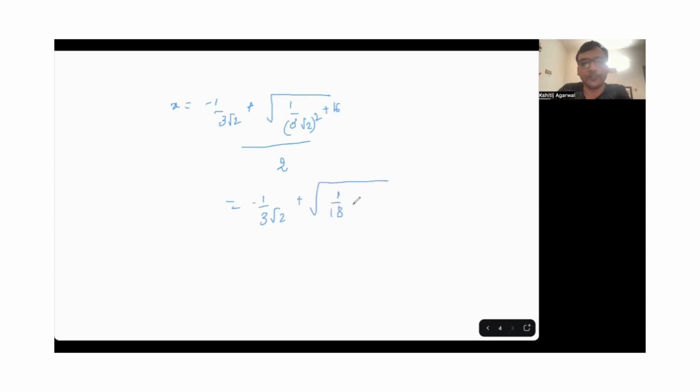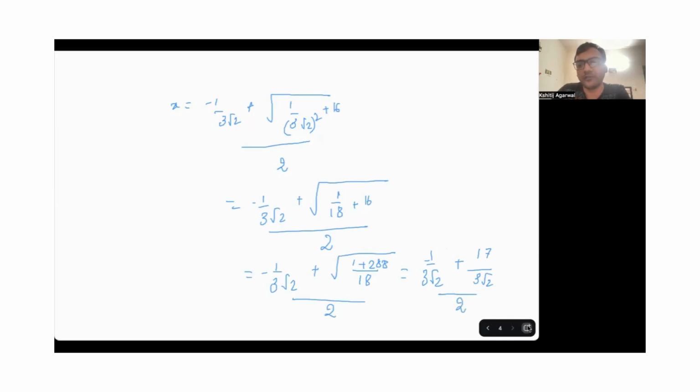This is 1 upon 18 plus 16, upon 2, which is minus 1 upon 3 root 2 plus under root of 18 LCM. 16 into 18 is 288. This is again upon 2. Now 288 plus 1 is 289, which is a square of 17. So we can just directly write 17 here, because under root 18 is 3 root 2. This is upon 2.